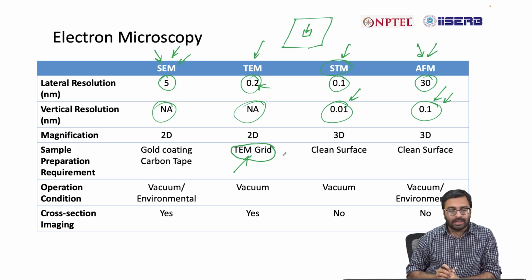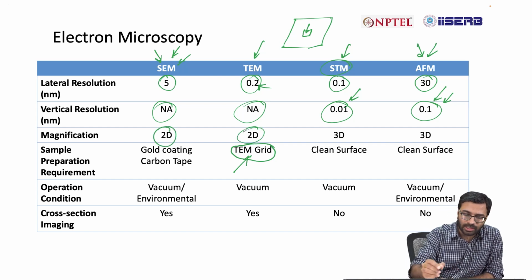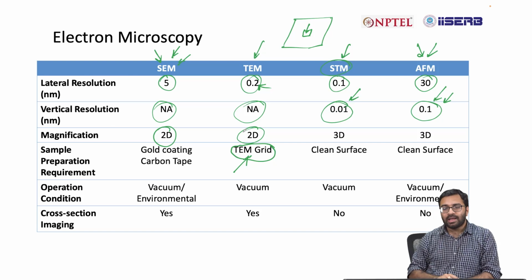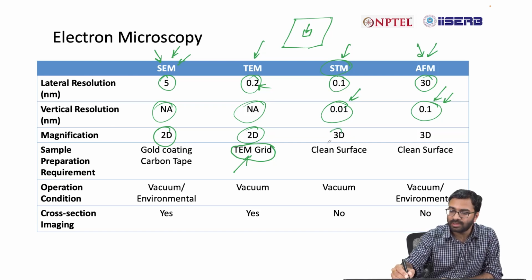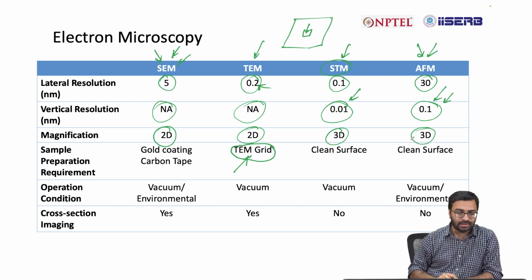Okay. As far as the magnification is concerned, in case of ACM and TEM, it is 2D magnification, X and Y. However, in case of STM and AFM, it's 3D, X, Y and Z. In all three directions, you will get the information.